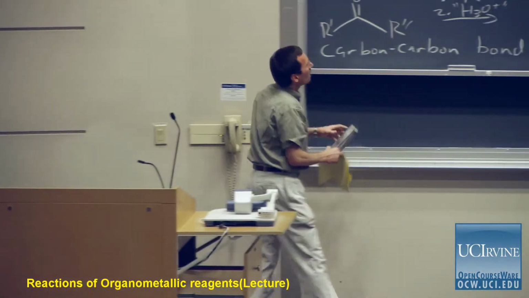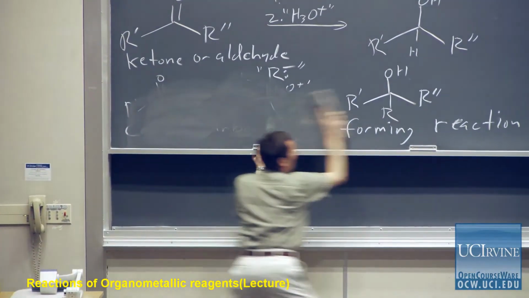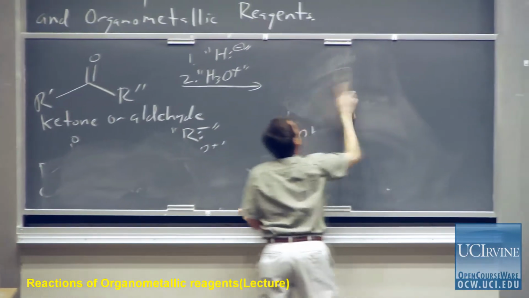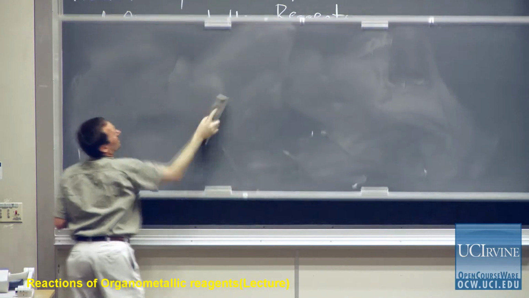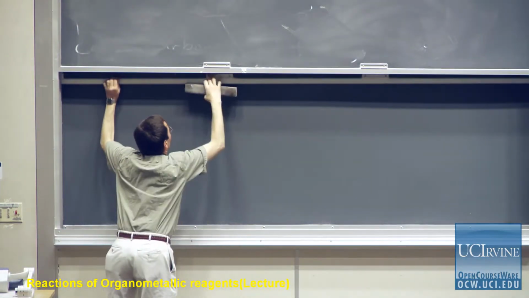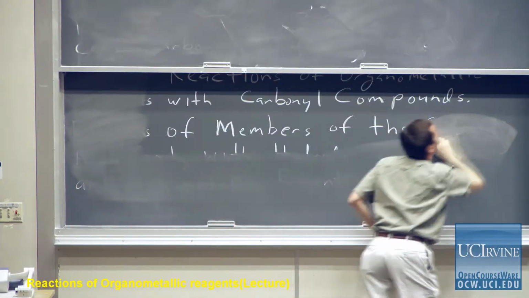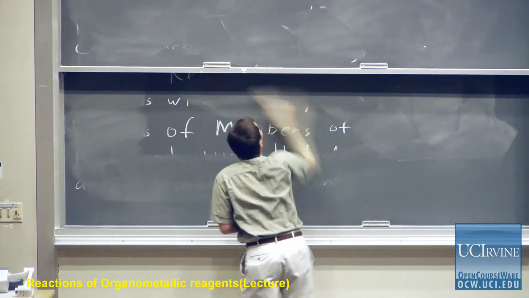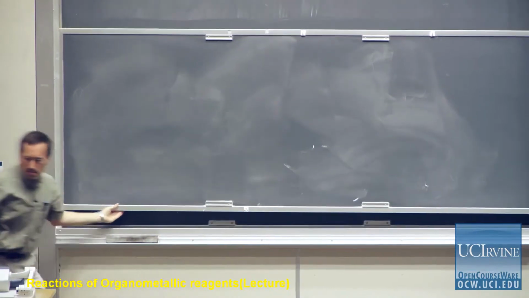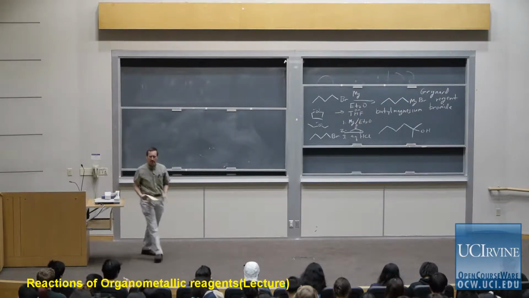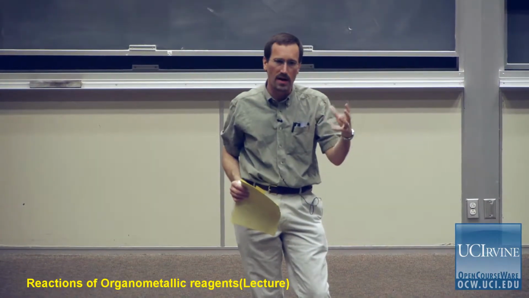All right, so I want to talk a little bit about the properties of Grignard reagents and organometallic reagents in general. So metals, of course, are much more electropositive than carbon. So any bond between a metal and carbon is either going to be a polar covalent bond or an ionic bond.